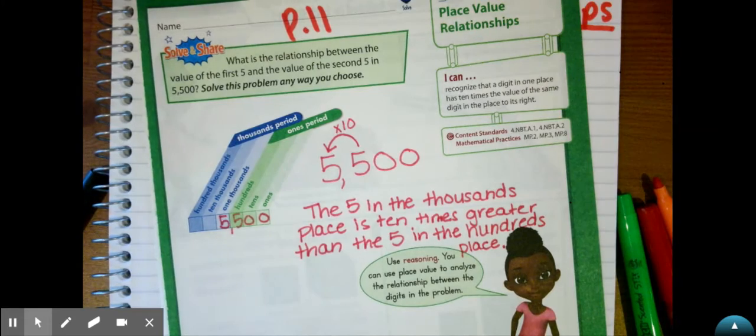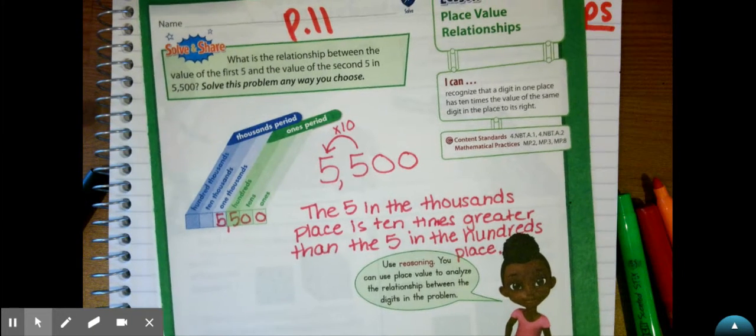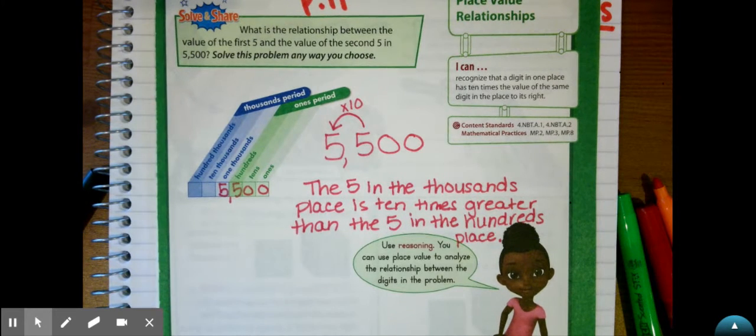All right. So we can use place value to analyze the relationship between the digits in our problems. Give you a second to copy that down. All right, it's always going to be 10 times greater, 10 times greater.